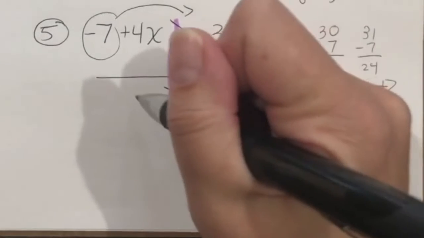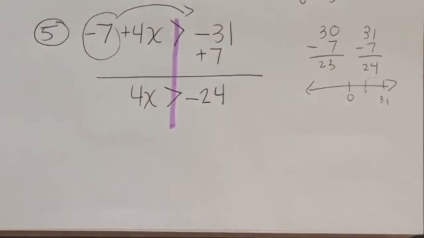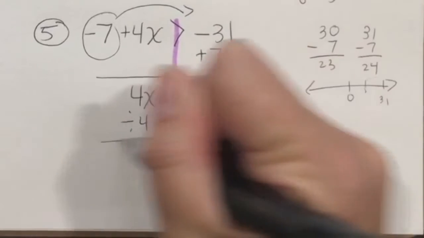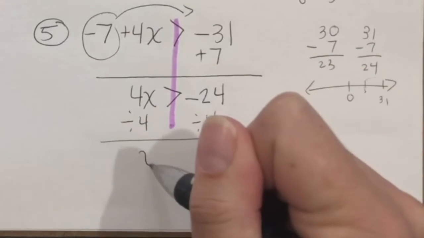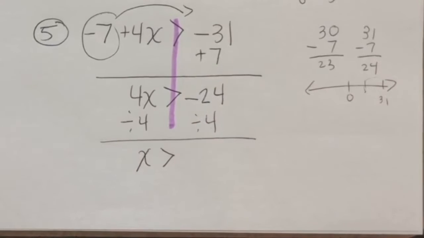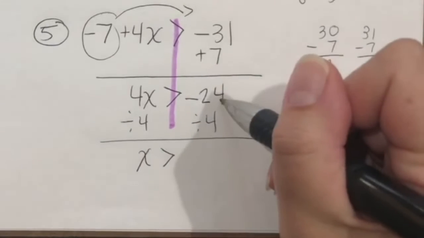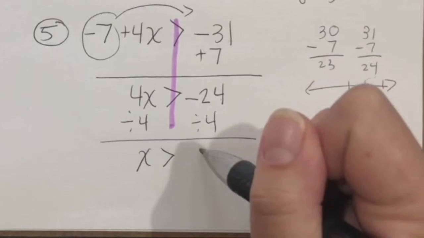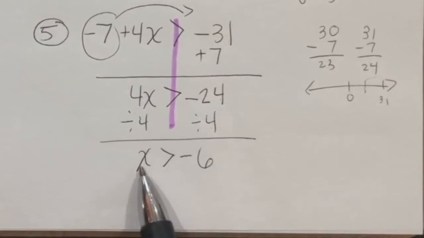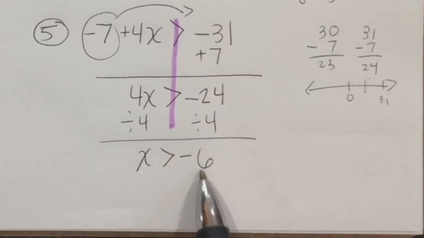And now 4x is all by itself on that side. Let's divide by 4 so we can figure out what 1x corresponds to. We're dividing by a positive, the sign stays the same direction. 24 divided by 4 is 6, and the answer is negative. So x is greater than negative 6.